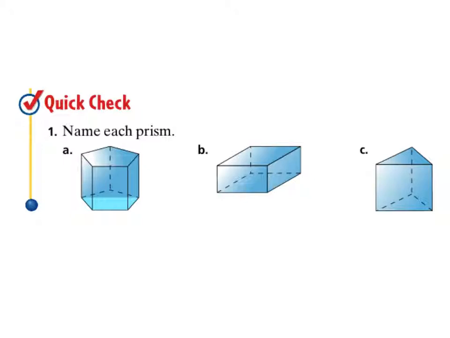Pause the video and do this quick check in your notebook. Be sure to label it as quick check or exercises. Number all of your problems and show any work necessary. And remember, when naming a prism, you have to decide what part of the shape do all the other shapes go down or up or sideways to determine what your base shape is.